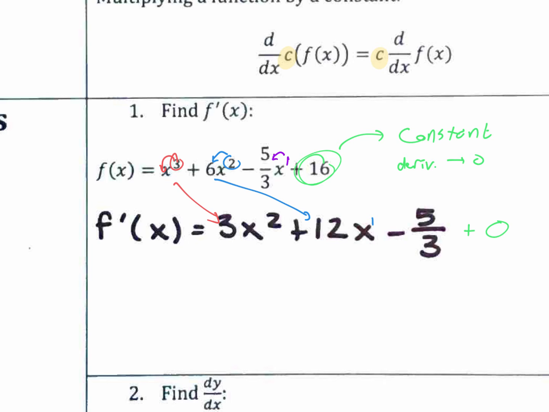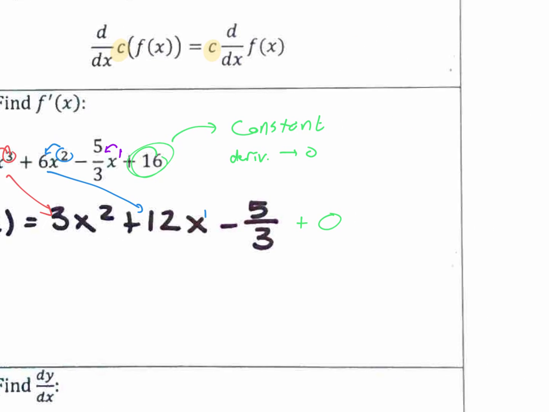The reason for that is, let's imagine the function y equals 16. On a coordinate plane, that would just be a horizontal line. The derivative just tells us the slope of a tangent at any point. Well, the slope anywhere on here is always going to be 0. So the derivative of a constant will always be 0.